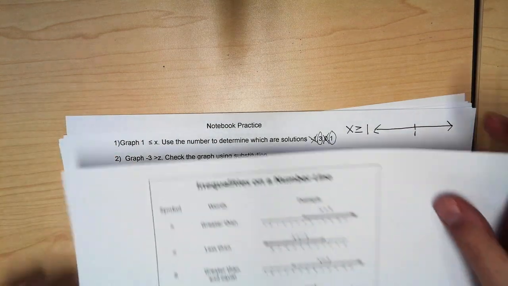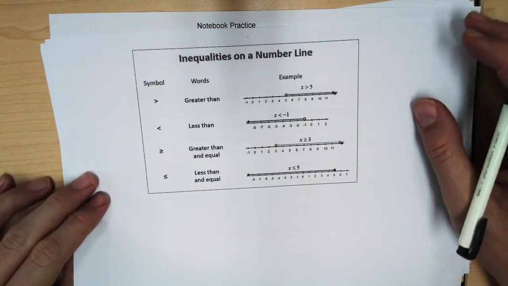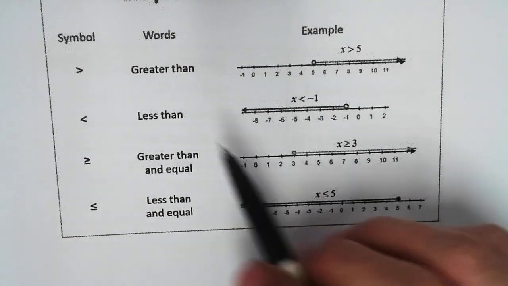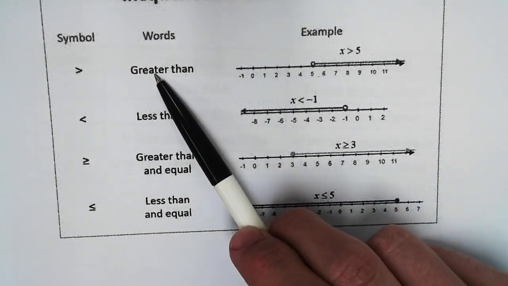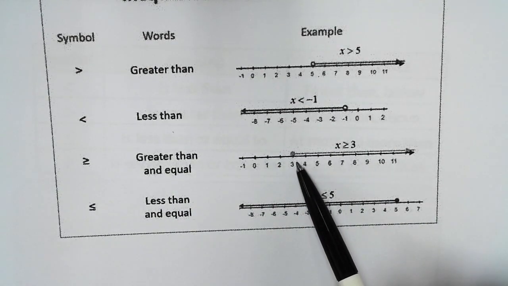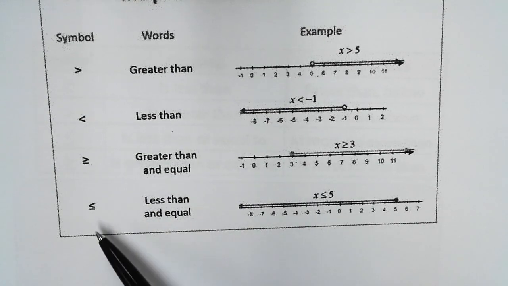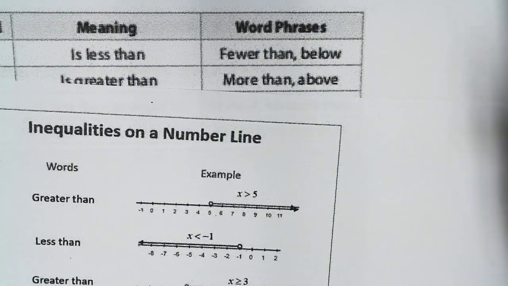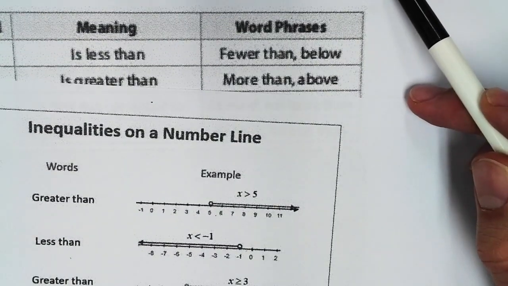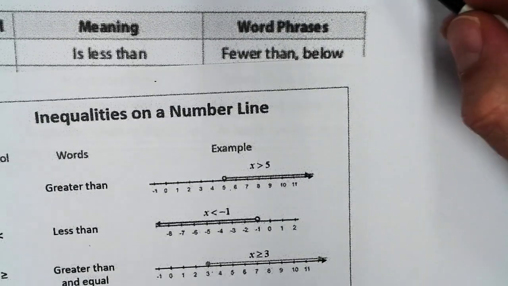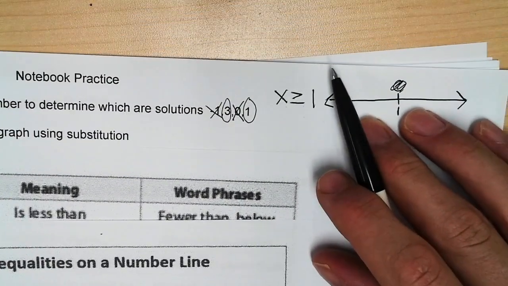So if we look back at this paper, we can see the difference between open versus closed circles. Let me zoom in so you can get a closer look. An open circle is just when it's greater than or less than. But a closed circle means the solution is included, or it's filled in. So would this be an open or closed circle? A closed circle.